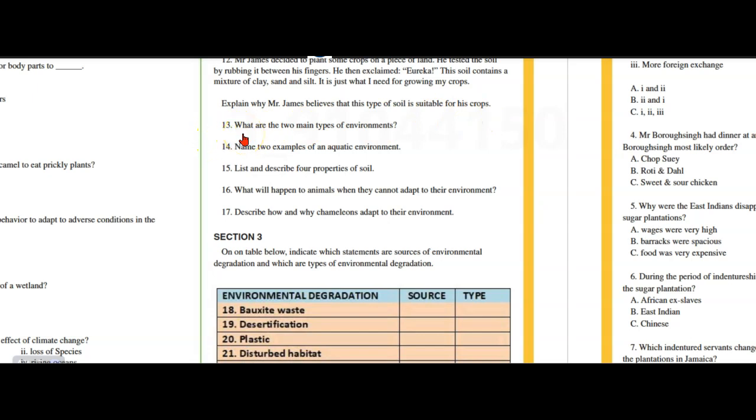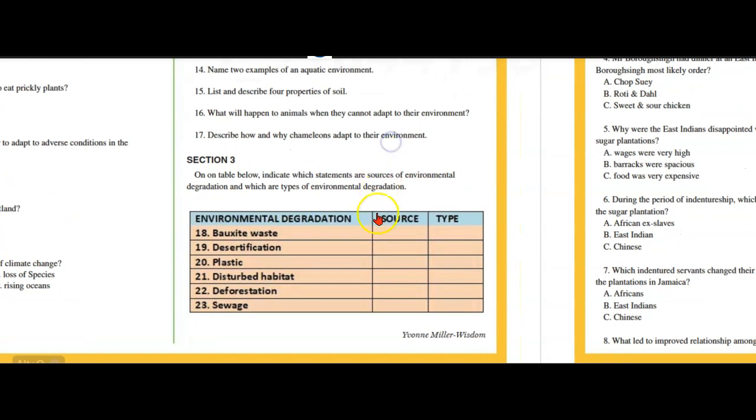Explain. Sorry, that would be 13. So let's go with this. What are the two main types of environments? So that would be 13. 14. Name 2 examples of an aquatic environment. 15. List and describe 4 properties of soil. 16. What will happen to animals when they cannot adapt to their environment? 17. Describe how and why chameleons adapt to their environment.